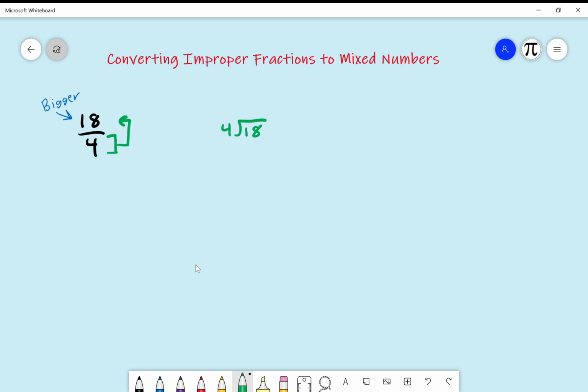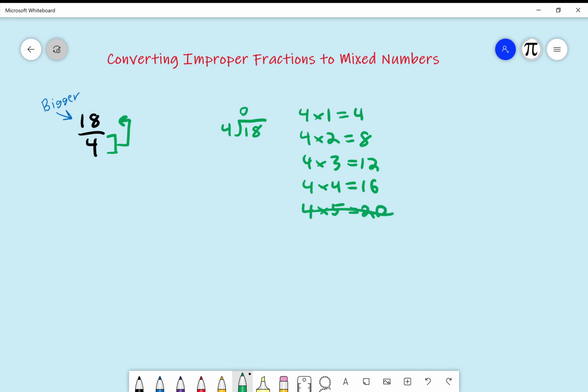Okay, so 4 goes into 1, 0 times. Now 4 into 18, well, if I know my times tables, 4 times 1 is 4, 4 times 2 is 8, 4 times 3 is 12, 4 times 4 is 16. I know if I do 4 times 5, that's going to give me 20, and that's way too much. So my closest fit is 4 times 4 is 16. So 4 goes inside 18 4 times. 4 times 4 is 16. Just going to go ahead and subtract, and I'm left with 2.